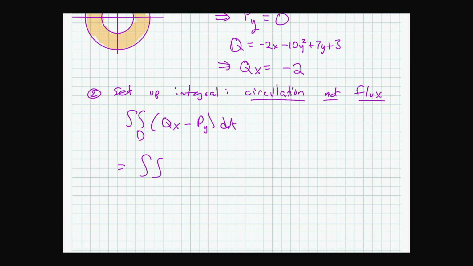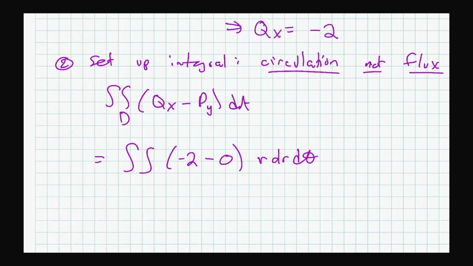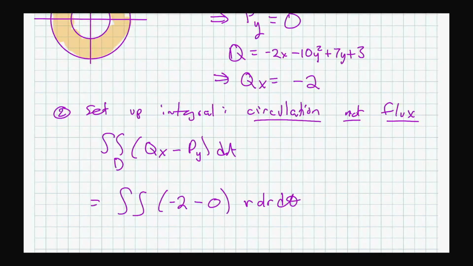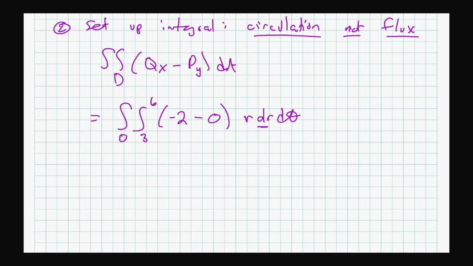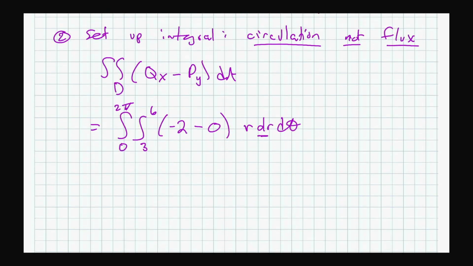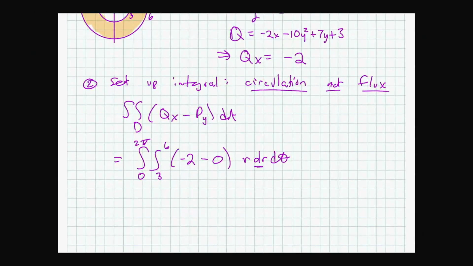So again, that's going to be a really easy integral to set up. So the qx is -2. The py is 0. So we just have -2 minus 0. The dA we may as well do in polar coordinates. So we should do r dr d theta. And then your region D here, the r is going 3 to 6 because this is 3 and this is 6. And then your theta 0 to 2 pi. So integrating over that kind of shape is easy in polar. Okay, so this is the integral that you have to do.